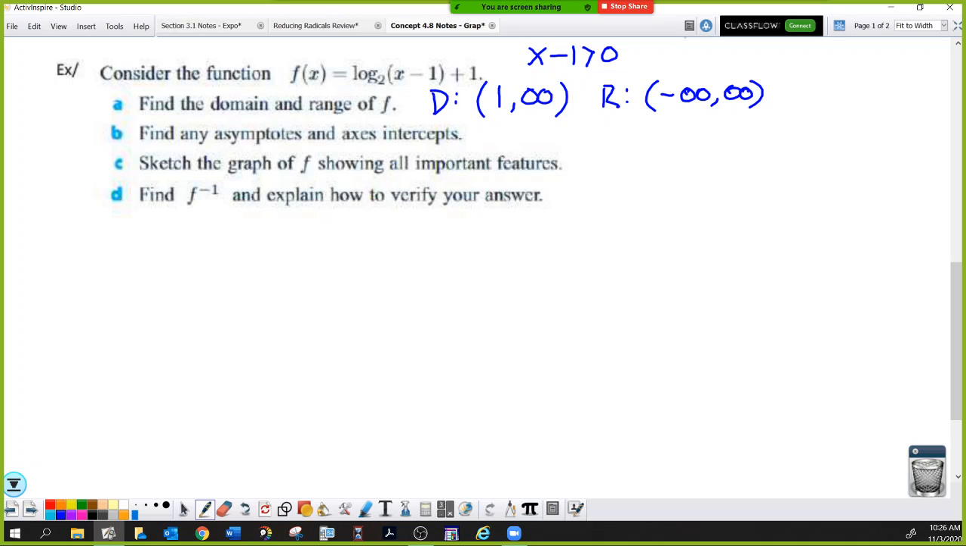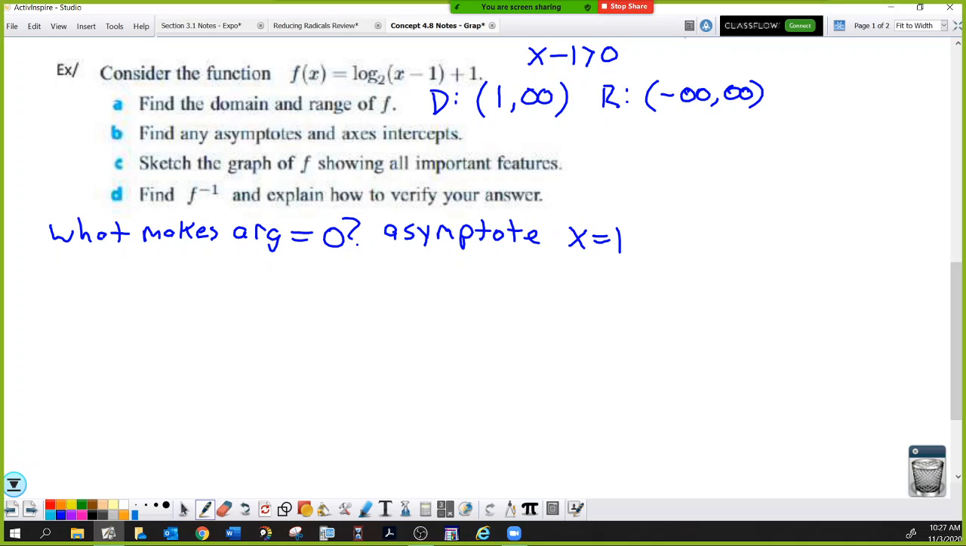So for part B, when it tells you to find any asymptotes, you already did. It's what makes the argument equal 0. That's your vertical asymptote. So the 3 things that you need to know, and then I'll finish answering the question. What makes the argument equal 0? That's your asymptote. So you'll find that number. So what makes our argument equal 0? X equals 1. There you go. X equals 1.